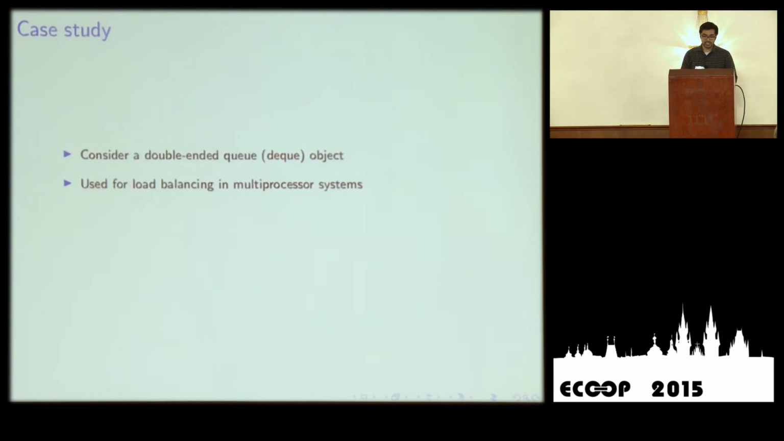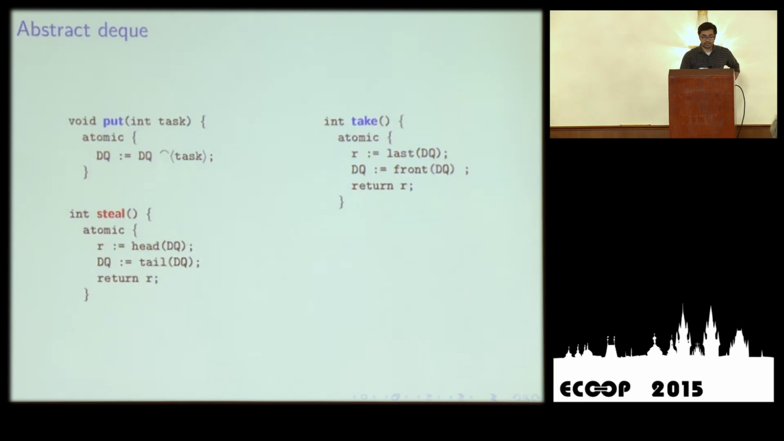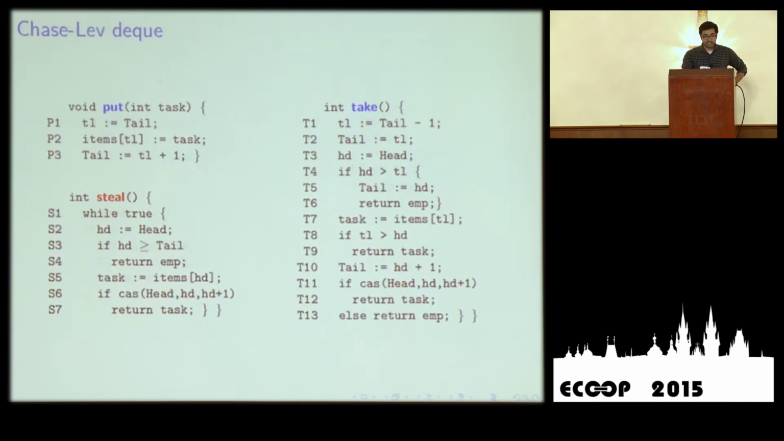Okay, so the case study we've got is this double-ended deque object, and it's used for load balancing in multiprocessor systems. So a deque is owned by a single worker process that can put and take tasks at the end of the queue, and it can be modified by multiple thief processes, which can steal tasks from the front of the deque. Okay, and here's an abstract specification of this. I'm going to go through this fairly quickly because I'm running out of time.